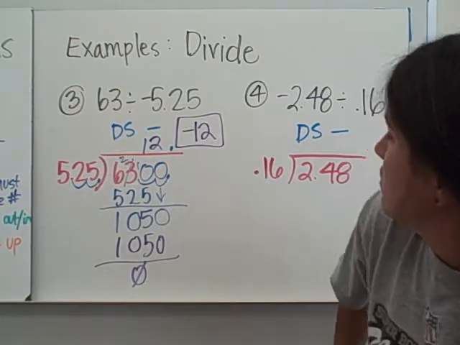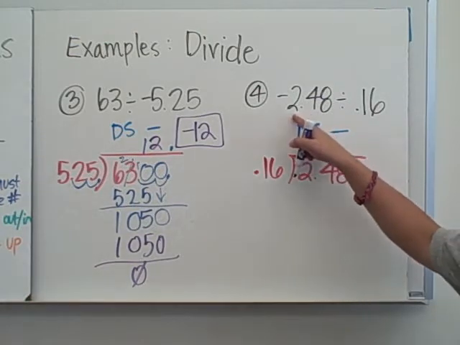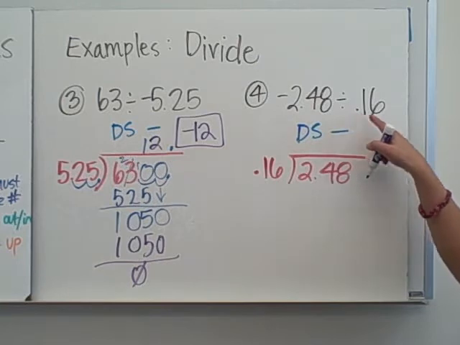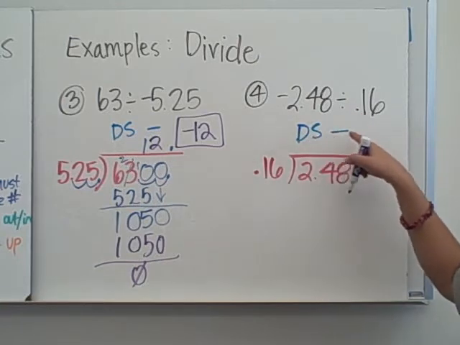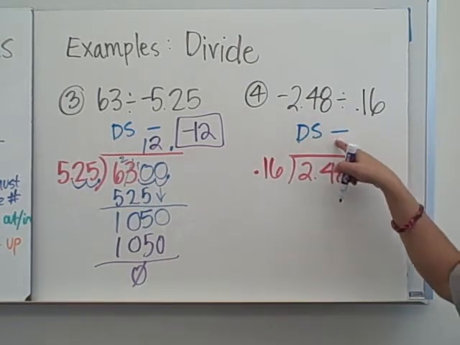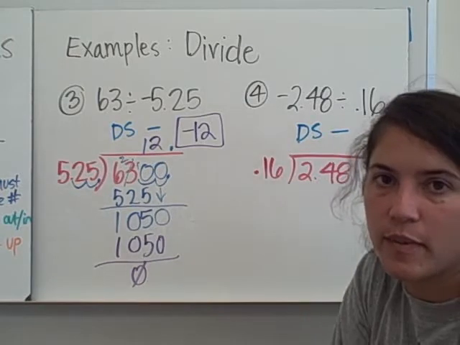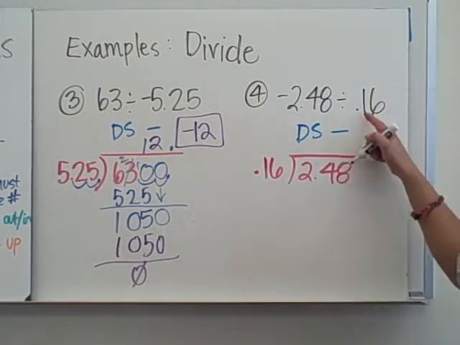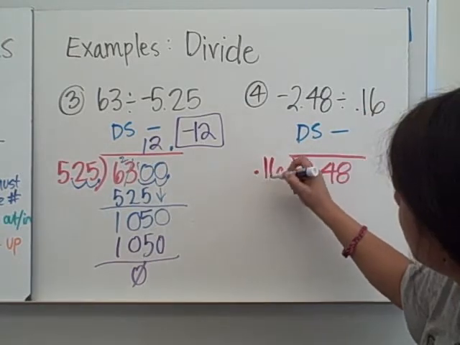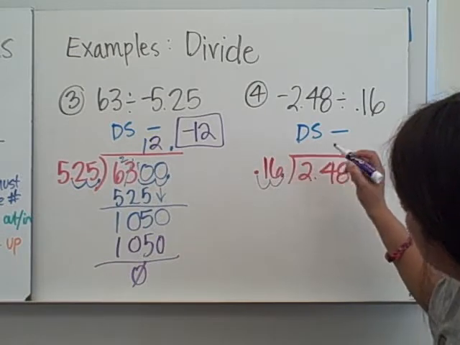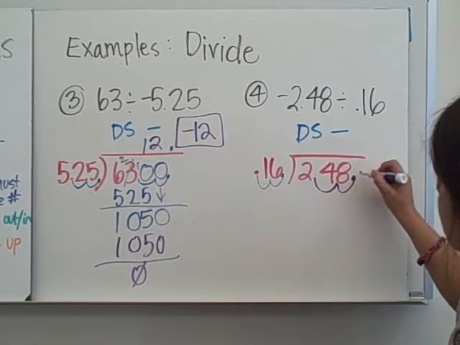Number 4, negative 2.48 divided by 0.16. Again, I see that my signs are different. My signs are different, so my answer is going to be negative. I put 0.16 on the outside. I have to move it over twice. So I move this one over twice and put it up.